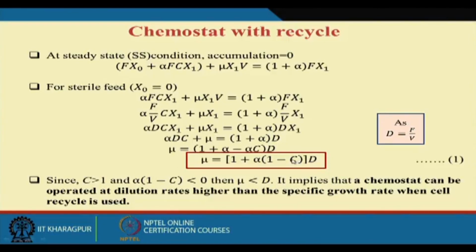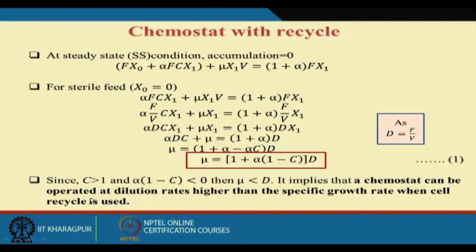If it is greater than 1, then what will happen? This term will be negative, where alpha is the recycling ratio, so 1 minus a positive quantity will be less than 1, and so D will be mu divided by that fraction. That means it can be operated at a higher growth rate. It implies that the chemostat can be operated at a dilution rate higher than the specific growth rate of the cells.